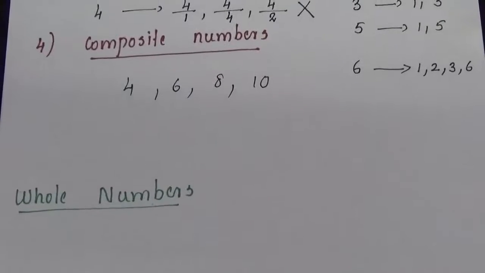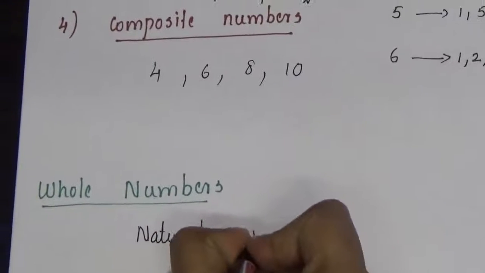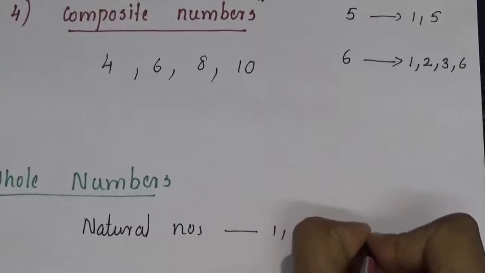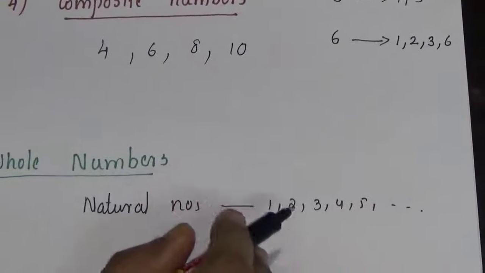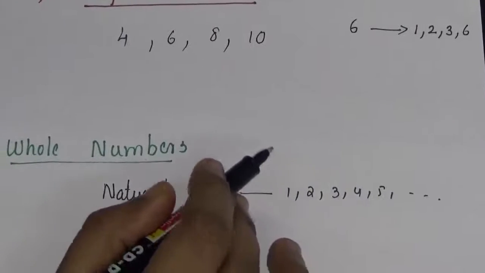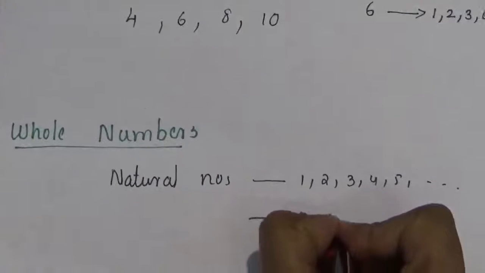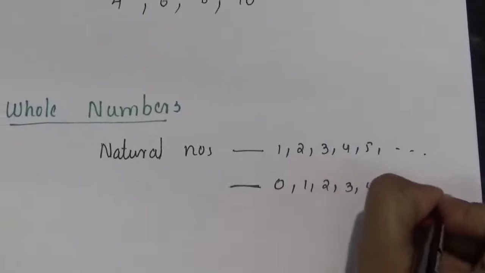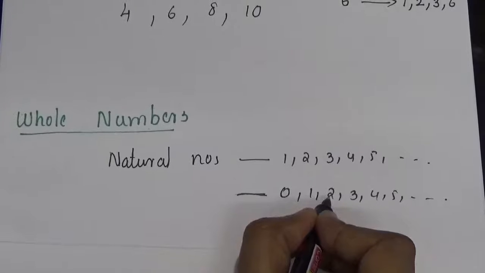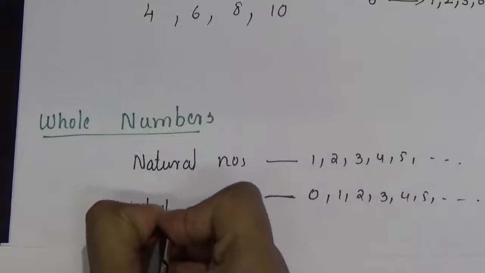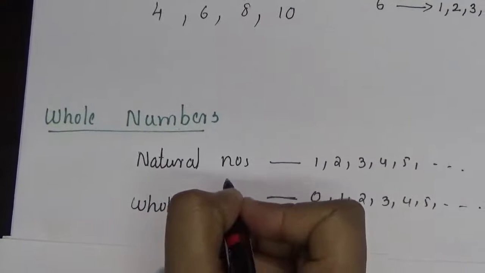So we know what the natural numbers are. Natural numbers are 1, 2, 3, 4, 5, the counting numbers. If 0 is included in the natural numbers, then we call that set the set of whole numbers, that is 0, 1, 2, 3, 4, 5, etc. 0 is not a natural number, but if 0 is included in the set of natural numbers, we form another set of numbers that is called whole numbers. So what do you mean by whole numbers? Whole numbers are the numbers 0, 1, 2, 3, 4, 5, etc.